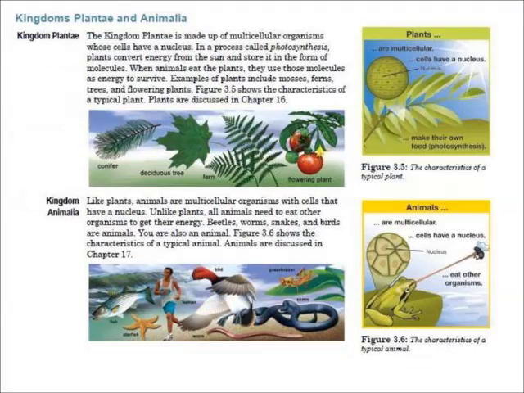Plants and animals. The kingdom Plantae is made up of multicellular organisms whose cells have a nucleus. In a process called photosynthesis, plants convert energy from the sun and store it in the forms of molecules. When animals eat the plants, they use those molecules as energy to survive. Examples of plants include mosses, ferns, trees, and flowering plants. Figure 3-5 shows the characteristics of a typical plant.